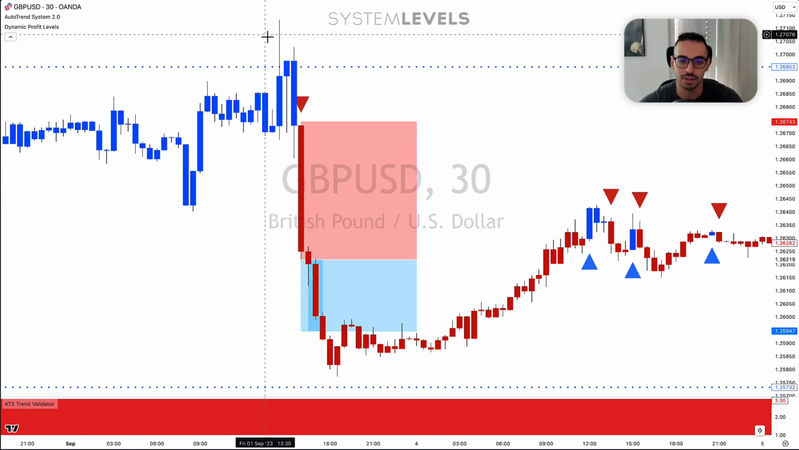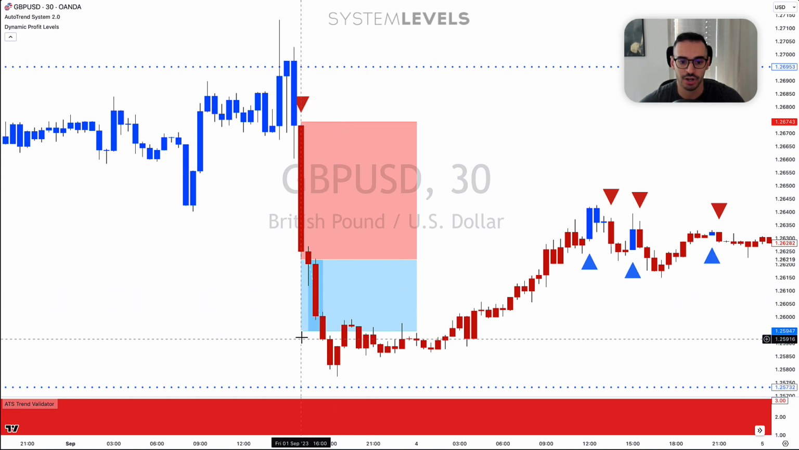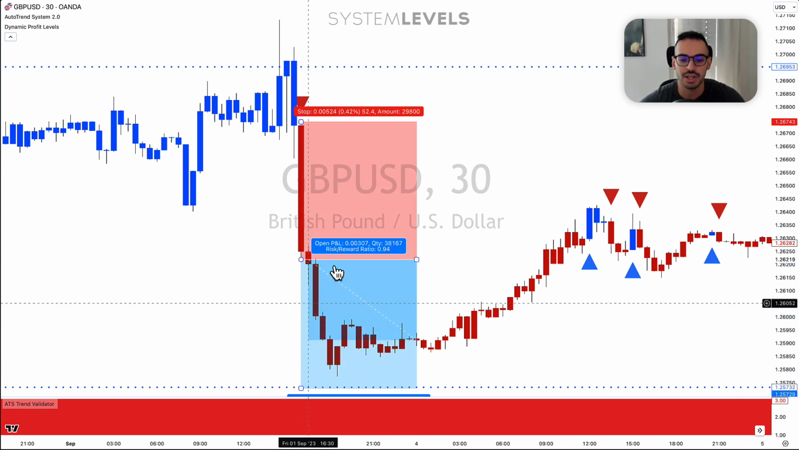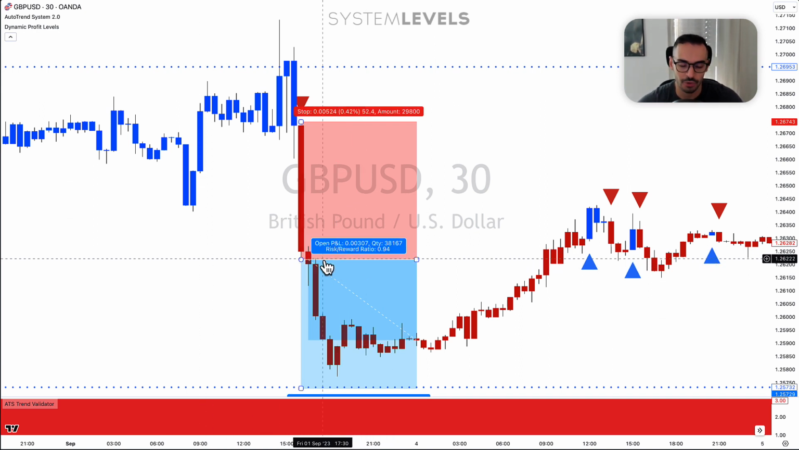If not, again, it would be just above a prior swing high like I normally do. And the profit target, of course, is the first dynamic profit level here. This gives us a potential reward of 1 to 1. Right, very simple.